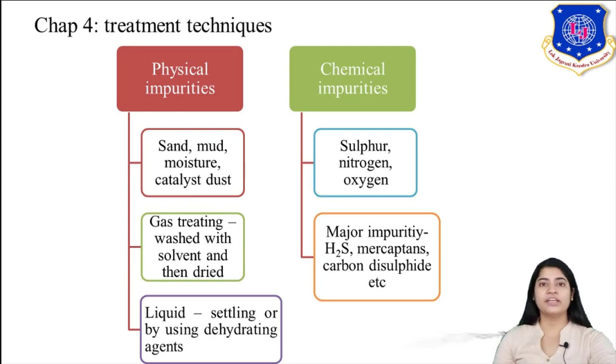Now talking about the chemical impurities. Most of the chemical impurities comprise components of sulfur, nitrogen and oxygen. But the major player here is sulfur, okay. Sulfur is your major impurity. It is present in the form of hydrogen sulfide gas, as mercaptans, carbon disulfide, etc.